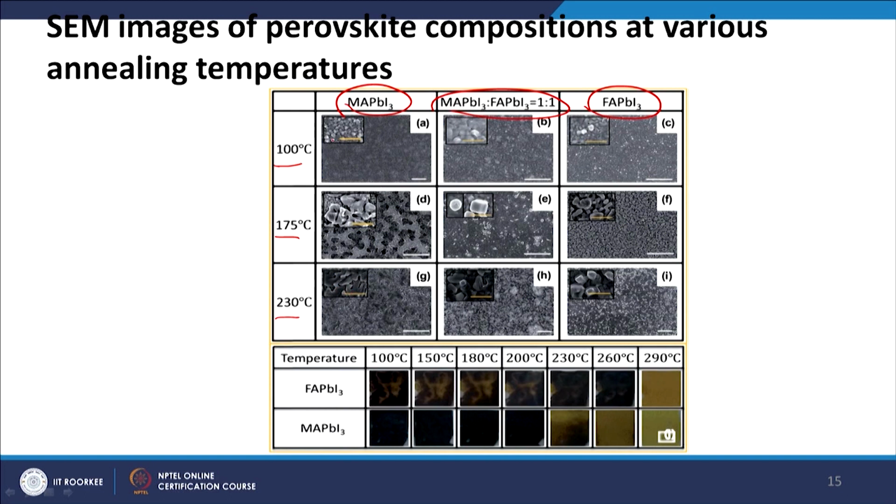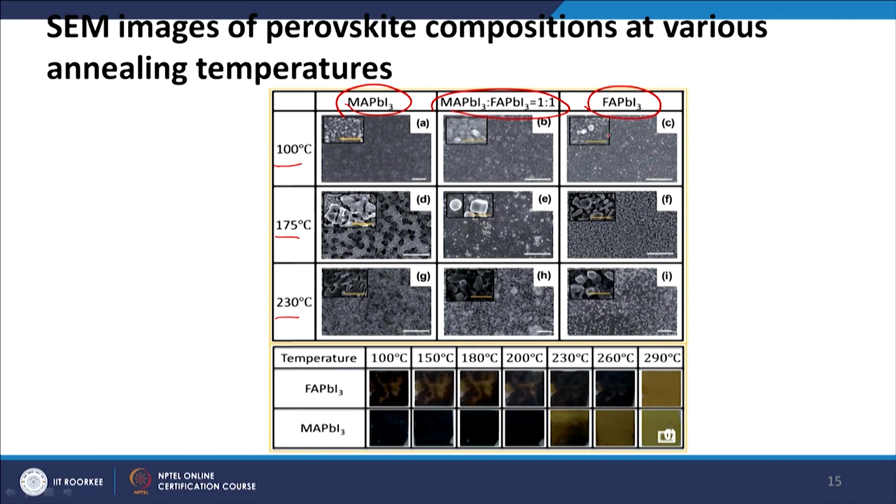Now, instead of only MAPbI3, if we use a composition of the MA and FA groups, then the morphology is much better. You can see well-defined grains with distinct grain boundaries. If we change the temperature, the grains become larger, which is the required thing which we need. But if we increase the temperature further, then irregularity comes, or the surface roughness increases.